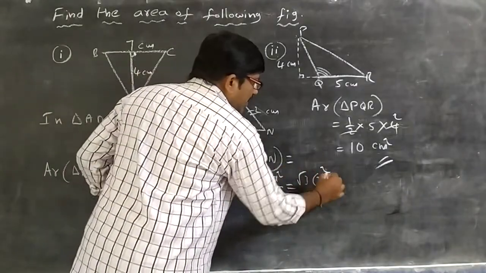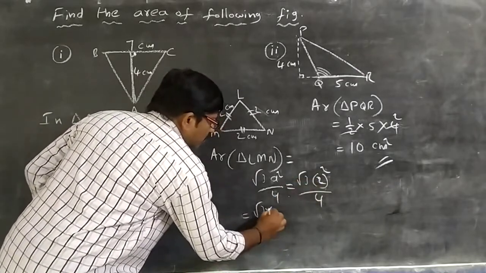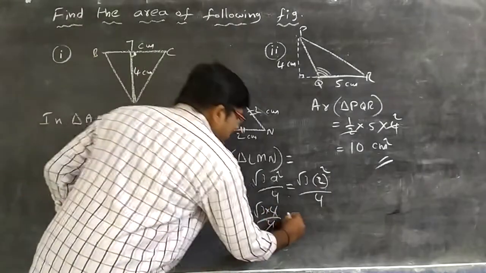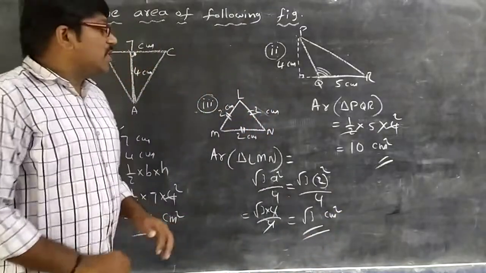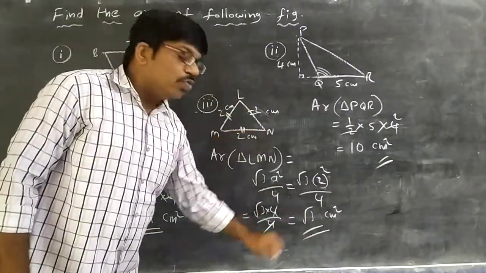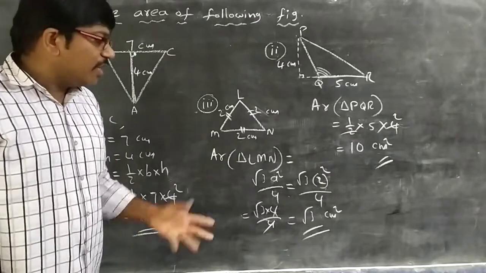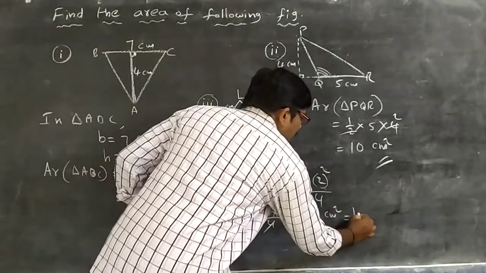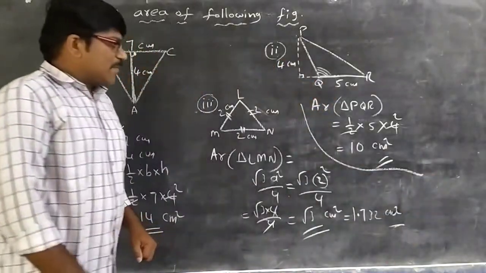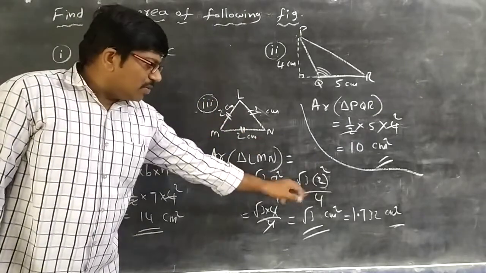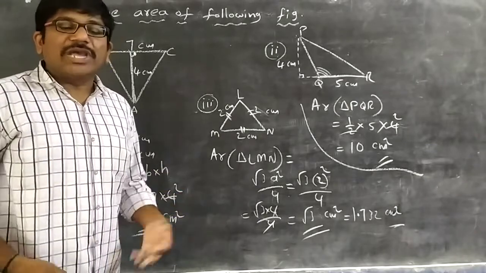So that is it. 2 square means 4. Root 3 into 4 by 4. Here 4 cancels. So the answer is root 3 centimeters square, right? So the area of triangle LMN is root 3 centimeters square. So the root 3 value is 1.732, its approximate value. So the area of triangle LMN is 1.732 centimeters square, right? So by using formulas in this way, we can find the area of a triangle.